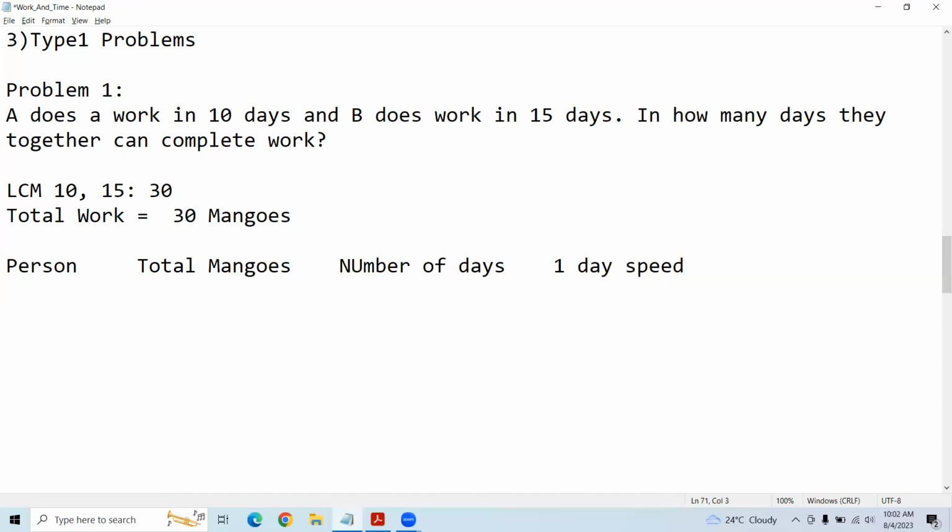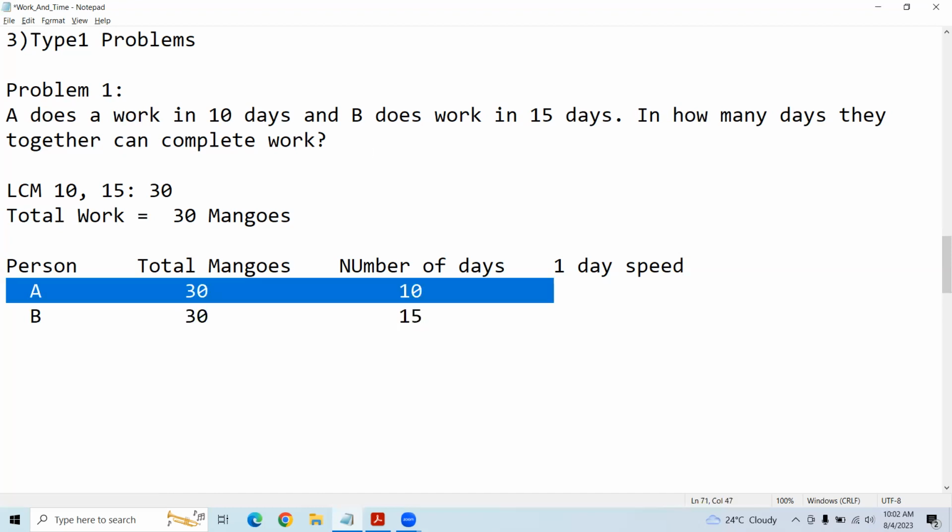Okay, so let's start with A. How many mangoes do we have? Even though A is there or B is there, our total work is going to be the same. So 30 mangoes. How many days does A require to complete that work? 10 days. Let's go for B. How many mangoes for B? 30. So total work is going to be the same, irrespective of whether it's A, B or a combination of both. And how many days does he need to complete it? 15 days.